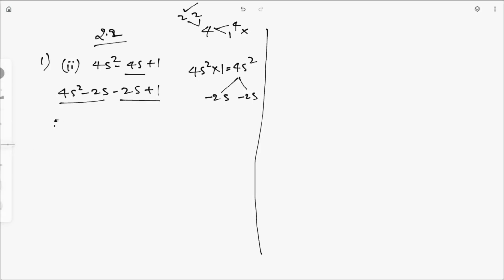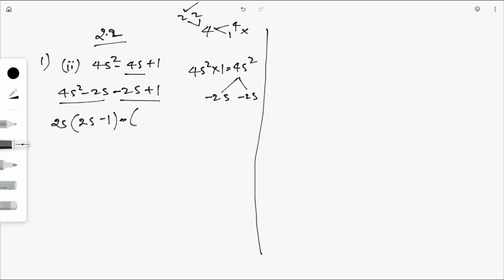Next group these two. What is common here? 2s is common, giving 2s minus 1. Similarly here, if there is a minus sign for the third term, better keep the minus sign outside, because we don't have any common factor here. So minus 1 is common, and you will get 2s minus 1 in the bracket. So 2s minus 1, 2s minus 1, take this 2s minus 1 outside, and you will be left with 2s minus 1. So we got two factors, equate them to 0.